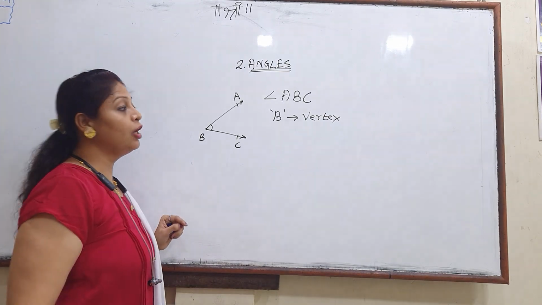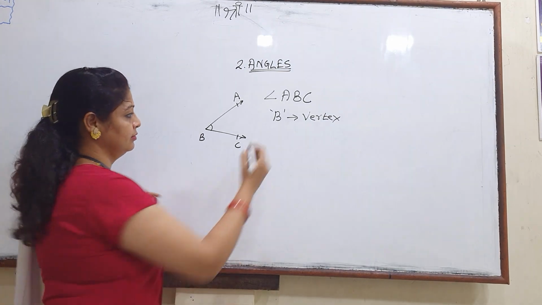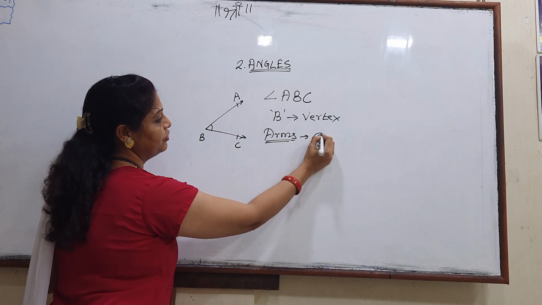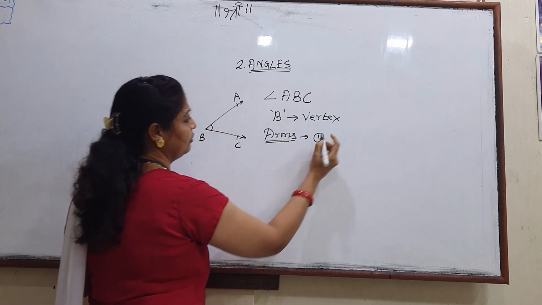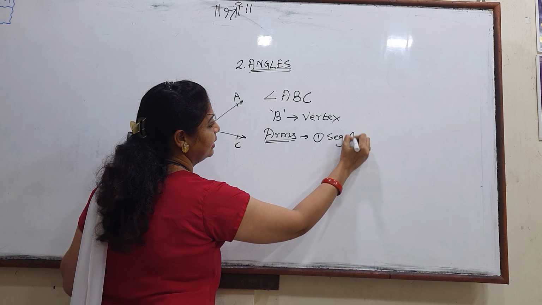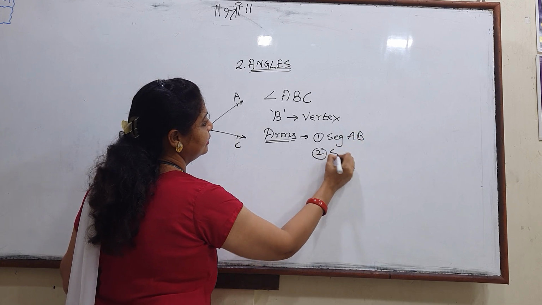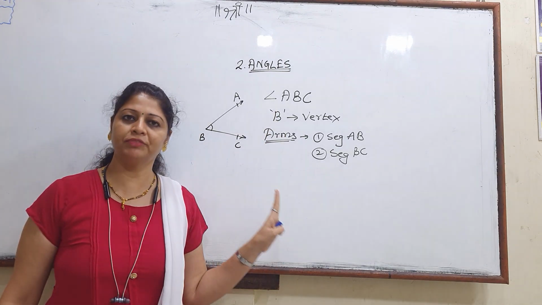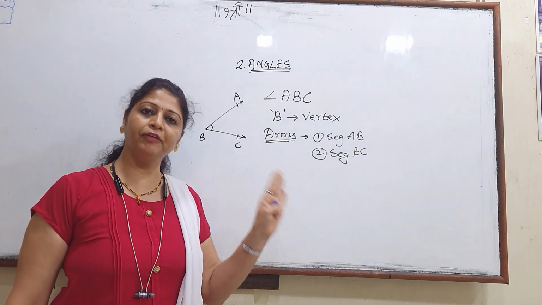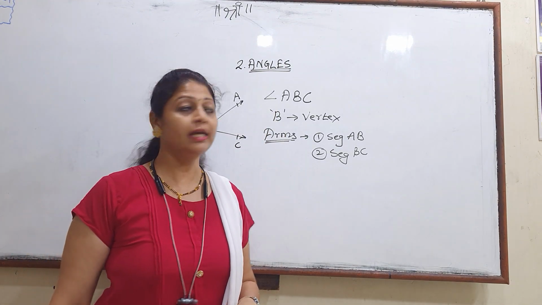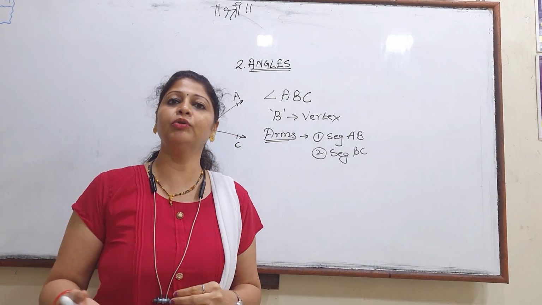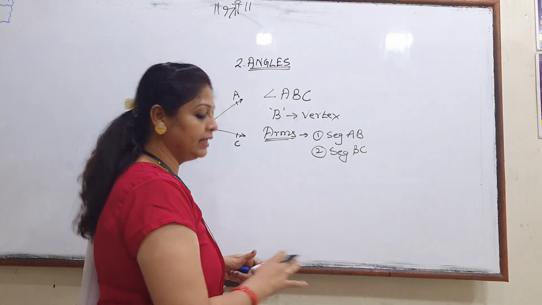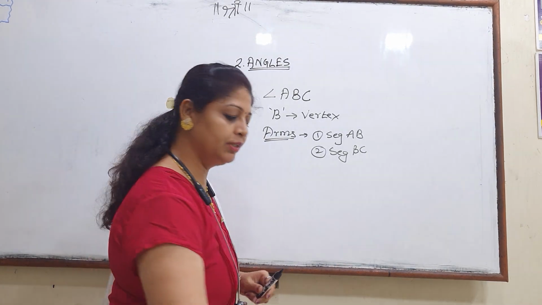Got it everyone? Now what are the arms of the angle? Two arms are there. An angle has two arms. The first is AB or BA, whatever. So we have to write seg AB and second seg BC. This is the introduction of the angle. Already we learned it in 4th and 5th standard. Now in 6th standard we have to learn the types of angles. Understood this topic? Now moving to the next, that is, types of angles.